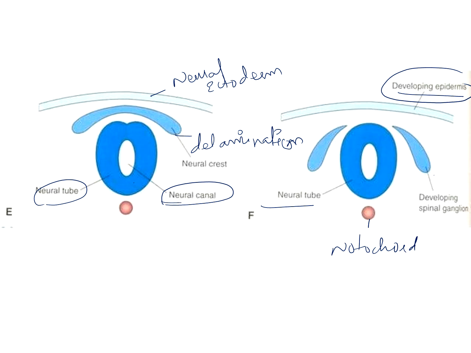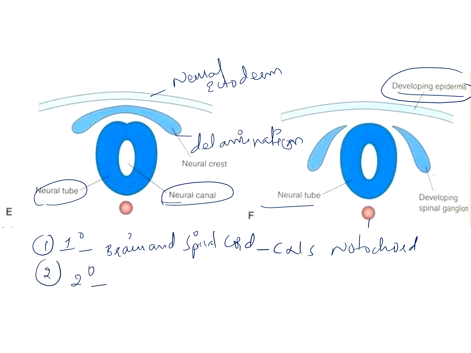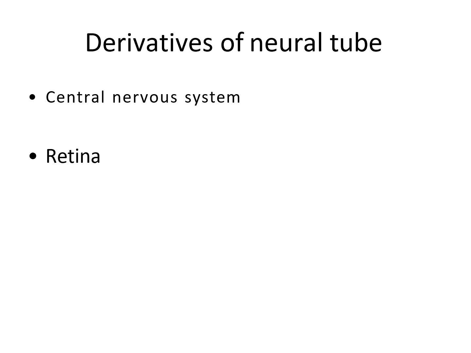So here neurulation is of two types. That is primary neurulation, that leads to the formation of the brain and spinal cord, that is nothing but the central nervous system, and the second process is secondary neurulation, that leads to the formation of the sacral and the coccygeal cord. Okay, so now we'll see what are the derivatives of the neural tube.